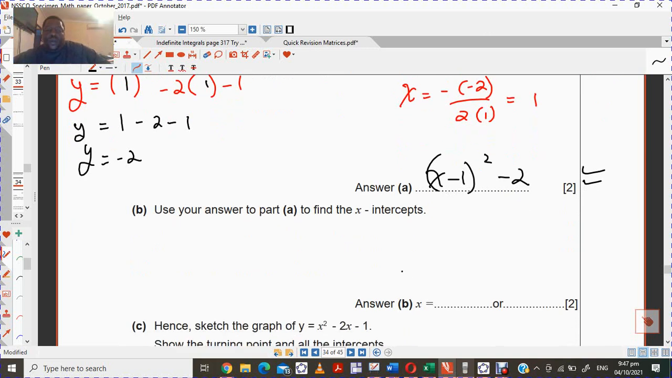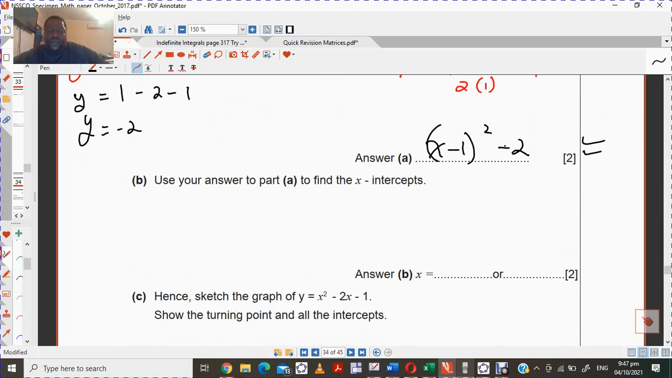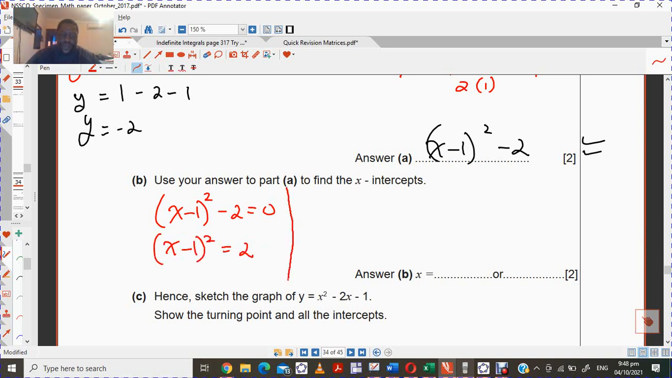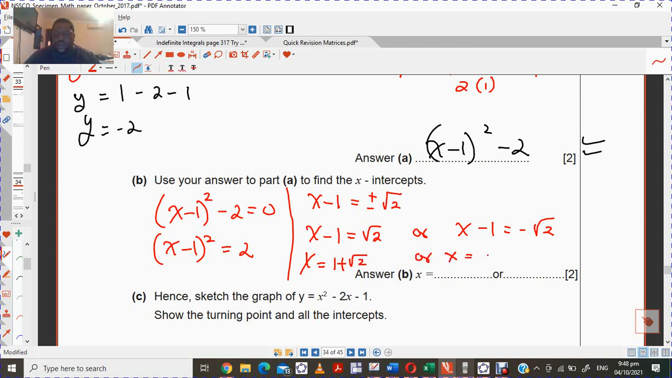Now they say use your answer there to find the x-intercepts. So what you do is a quadratic equation: (x minus 1) all squared minus 2 is equal to 0. So (x minus 1) all squared is equal to 2. Then x minus 1 is equal to the positive and negative square root of 2, because you want to get rid of that square. So x equals 1 plus the square root of 2, or x equals 1 minus the square root of 2.